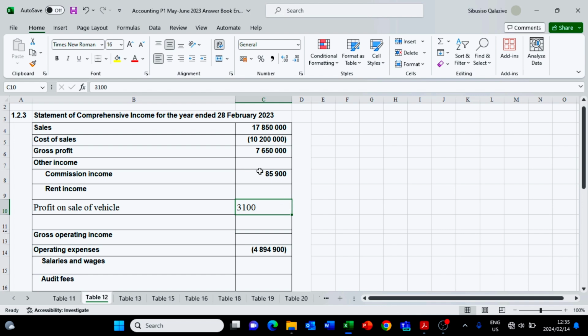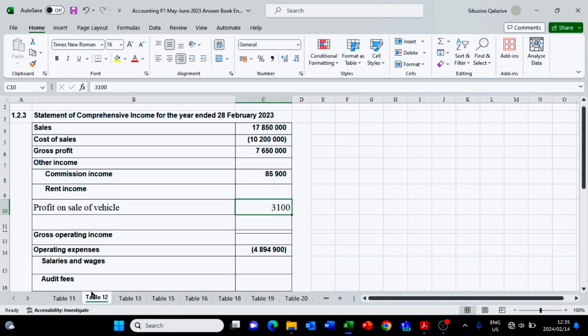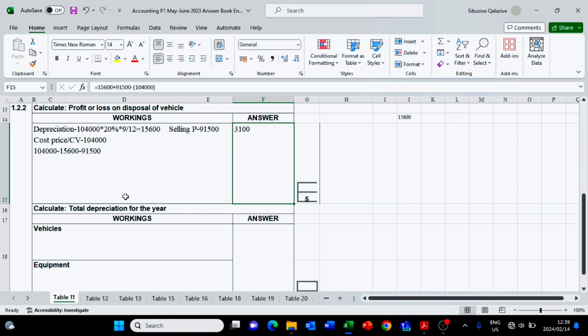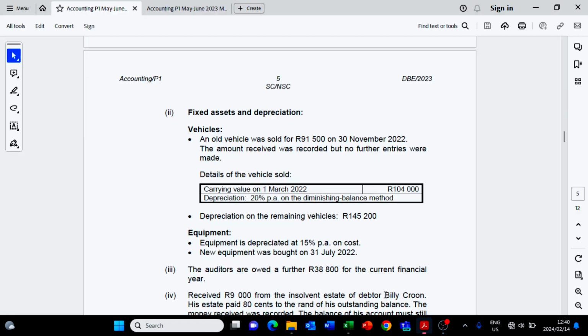And then moving forward, let me put it on the left hand. Moving forward, we are required to do what? Okay. So next question, we are required to calculate the total depreciation for the year. So for the vehicles, we had already calculated the depreciation for the vehicle that was sold, which was 15,600. Then we're going to look for the depreciation on the remaining vehicles.